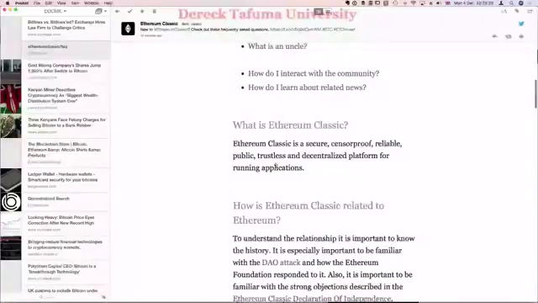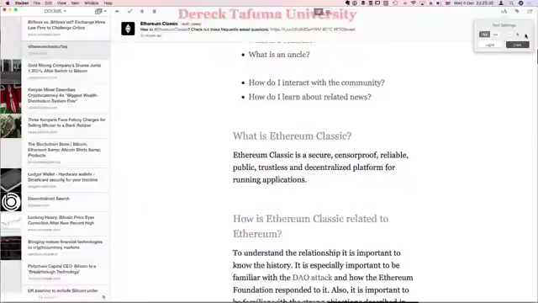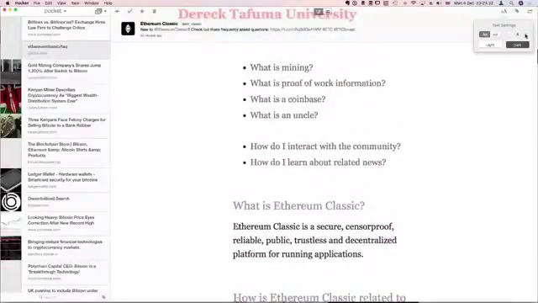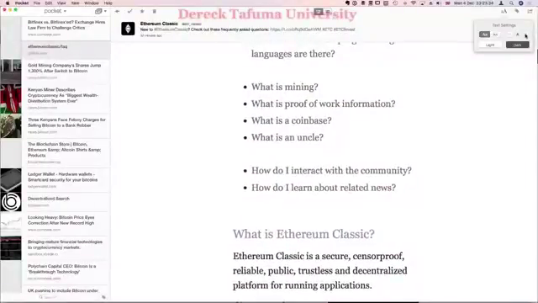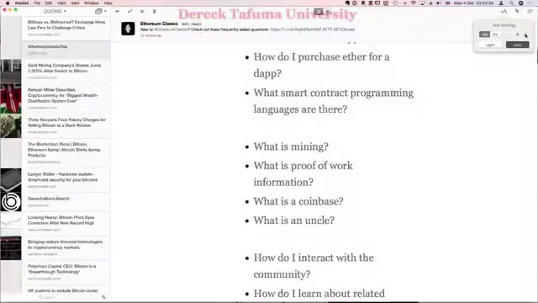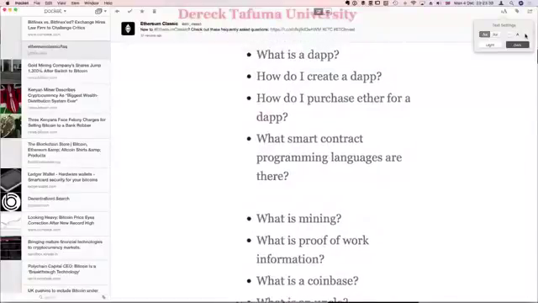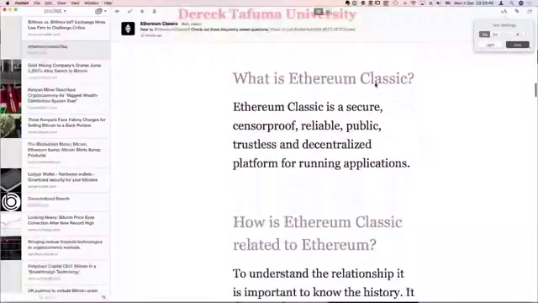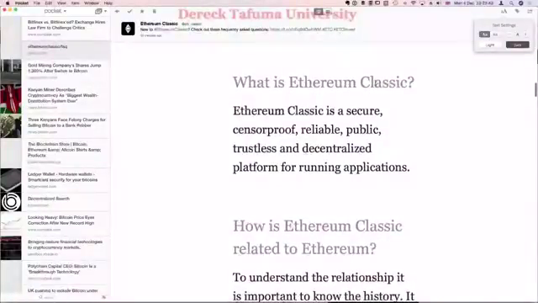Okay, so first of all, what is Ethereum Classic? Let's see if I can make that bigger. Okay, I can't make it bigger, so I'll just make the font a little bit bigger, and then I'll go back to the actual definition. So what is Ethereum Classic?